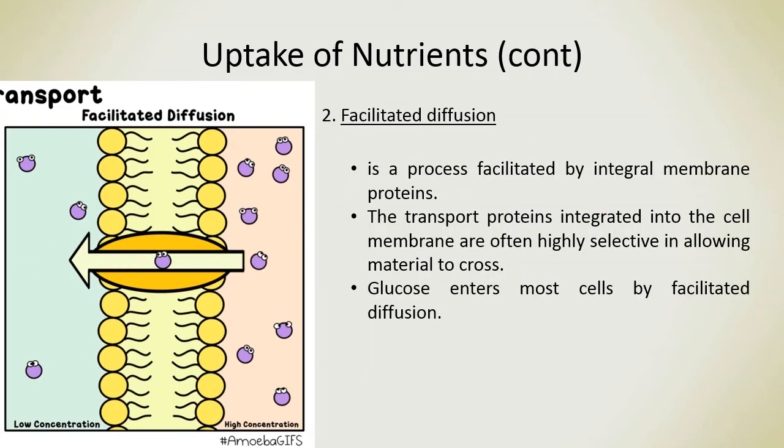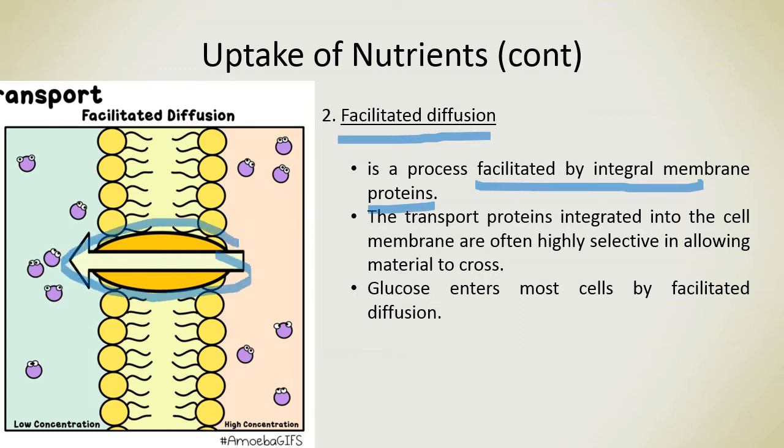The next passive transport is facilitated diffusion, a process facilitated by an integral membrane protein. An integral membrane protein is a transport protein integrated into the cell membrane, and usually these proteins are highly selective in allowing material to cross. For example, glucose enters most cells by facilitated diffusion. So for now, remember that osmosis, dialysis, and facilitated diffusion are examples of passive transport because they do not use ATP.